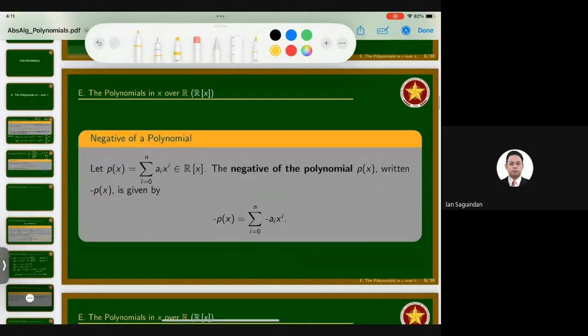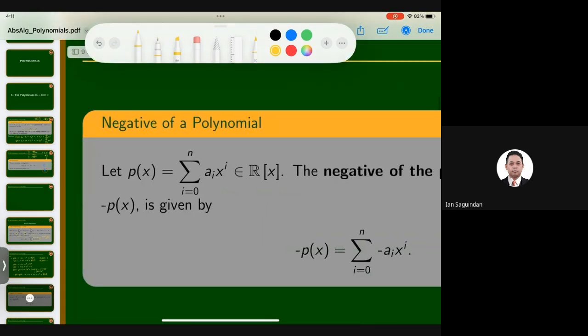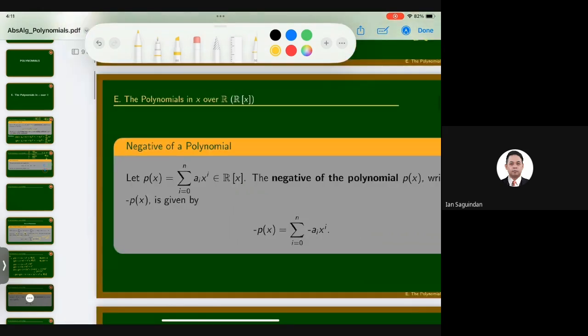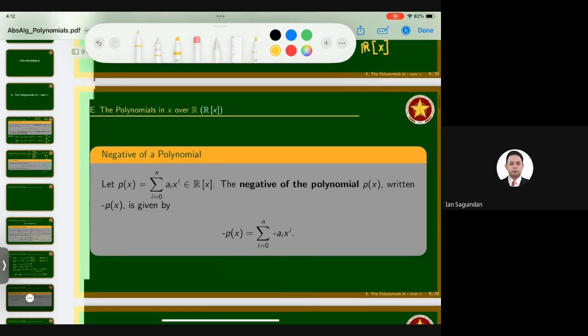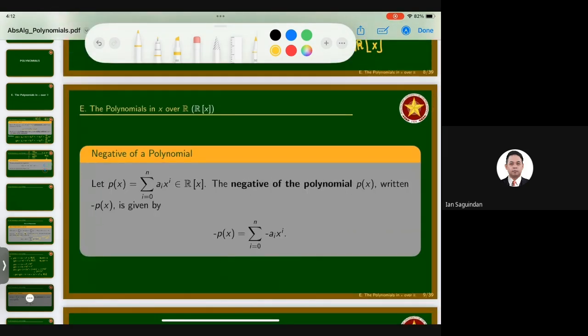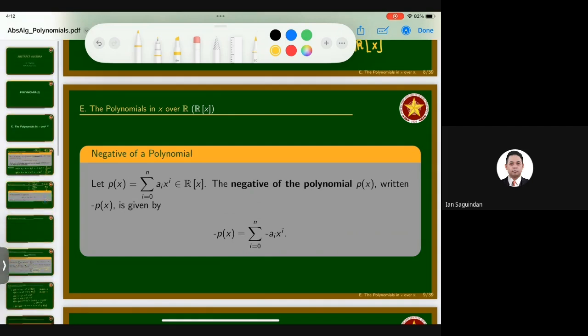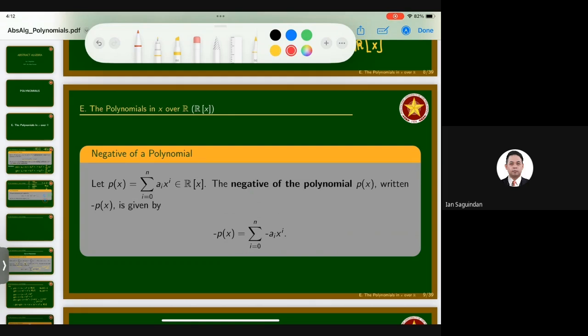Then we are defining the negative of a polynomial. Let p of x be the polynomial, the summation of a sub i, x to the i running from 0 up to n. When we say the negative of a polynomial, I'm just going to write negative p of x. It should be given by the summation of negative a sub i, x to the i running from 0 up to n. So basically, the only thing that differs in the negative polynomial from the original would be the imposition of the negative sign.